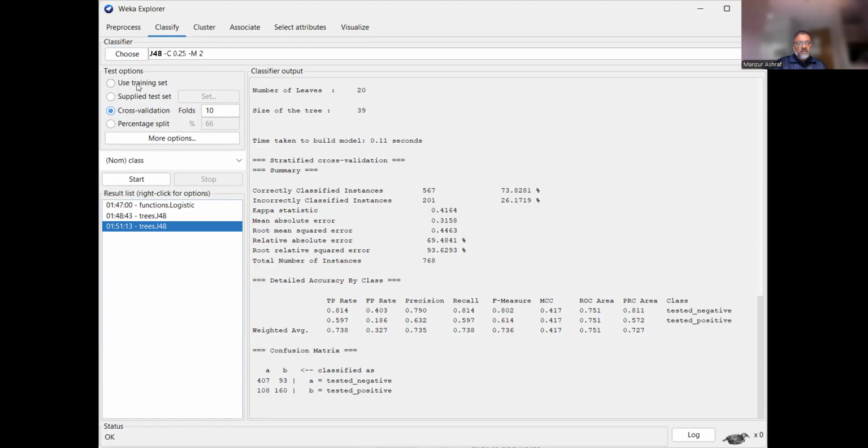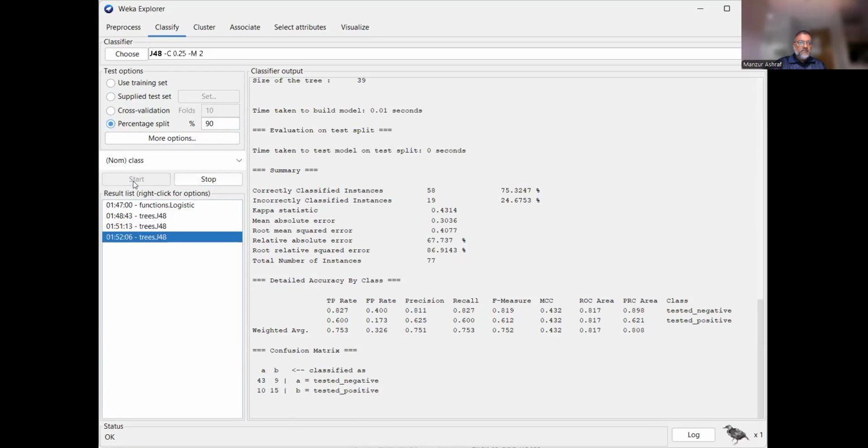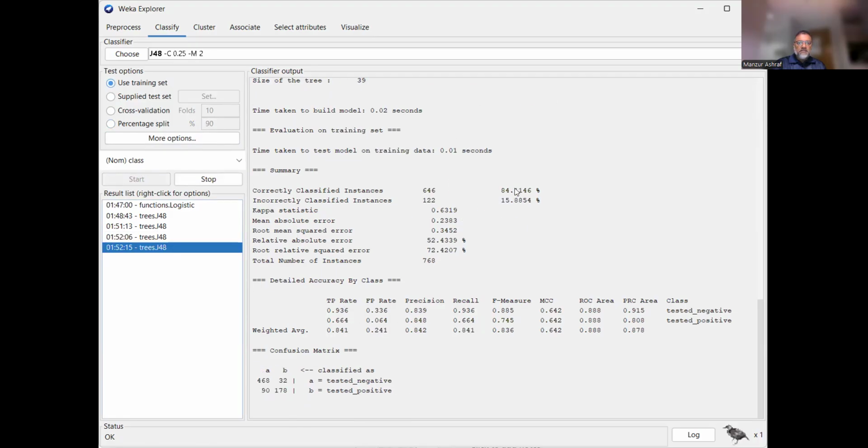Now, if we change it, say I use percentage split and make it 90%, right? And then I start it, and I can see that the accuracy slightly improved, 75%, right? Now I use the training set of all the data, and I start it. Now I can see that it is improved, right? 84%. So what it proves is that when you use the whole training set, your accuracy improves, right? But for cross validation and percentage split, of course, it will be lower.